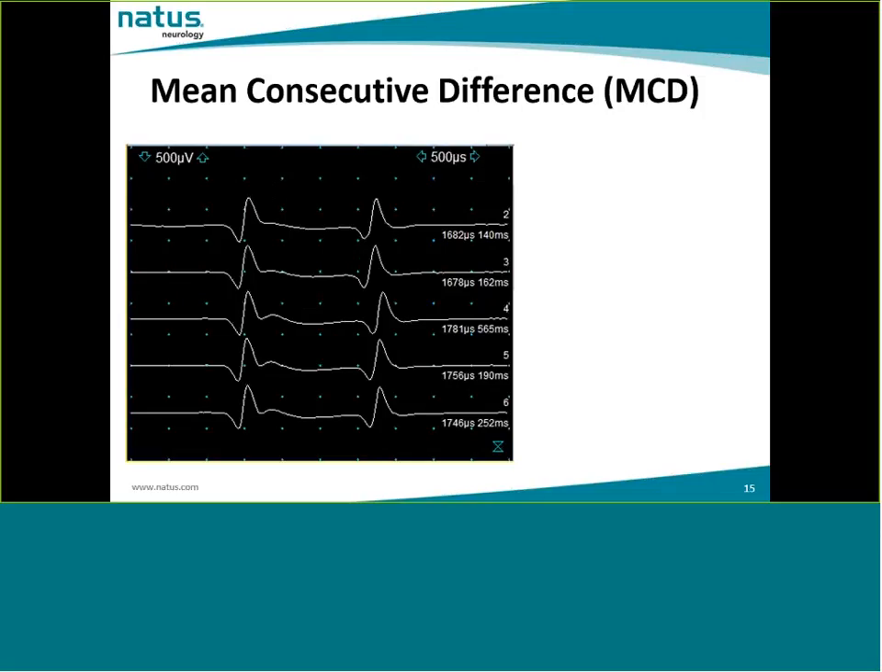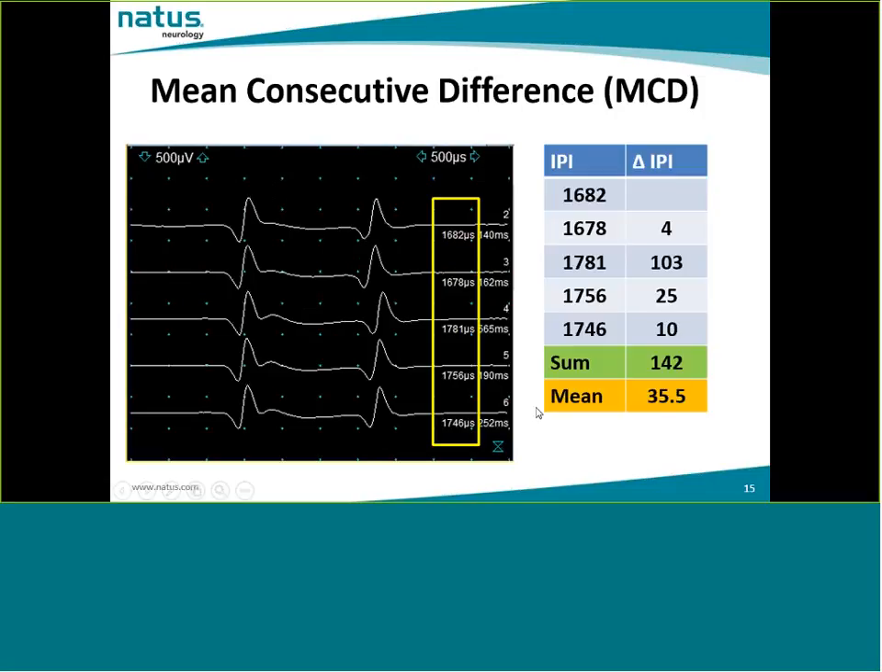Having measured the interpotential intervals, the computer will then calculate the so-called mean consecutive difference. I will illustrate the calculation using these 5 sweeps. We have already measured the interpotential intervals indicated in this yellow box. Let me tabulate them: 1682, 1678, and so forth.